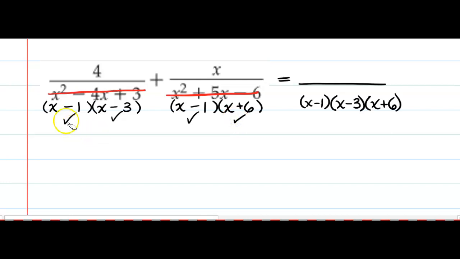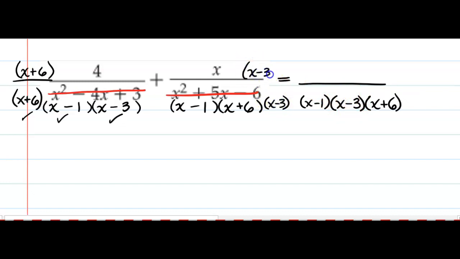So if we look at the first expression, just the one here on the left, x minus 1, x minus 3, x minus 1, x minus 3, it needs x plus 6. So we need to have a factor of x plus 6. Now, 1, 2, 3, it has all 3 common factors. The second rational expression, it has x minus 1, it has x plus 6, but it's missing the x minus 3. So if I go ahead and put it there, that's fine, but I have to do that on the top as well.